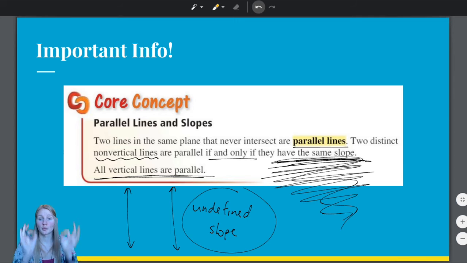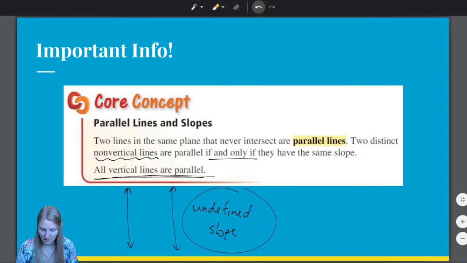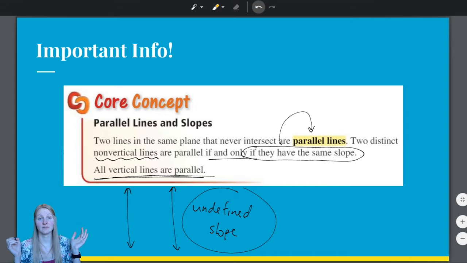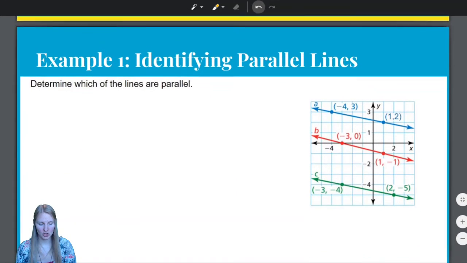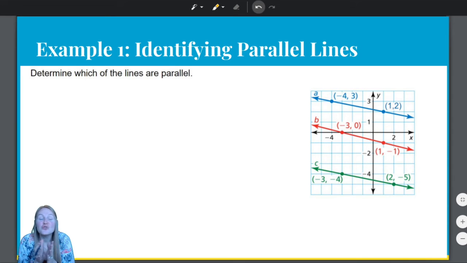Okay, all right. So parallel lines are the same if they have the same slope. If they have the same slope, then they're parallel. And if I tell you they're parallel, then you know they have the same slope. That's what "if and only if" means: it goes both ways. If they have the same slope, then the lines are parallel. And if the lines are parallel, then they have the same slope. It goes both ways.